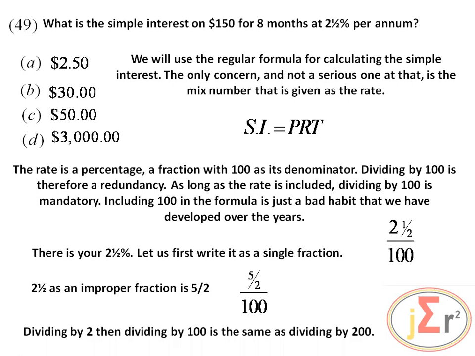Dividing by 2, then dividing by 100 is the same as dividing by 200. So we have 5 divided by 2, then divided by 100. That is the same as dividing by 200. So we will have 5 over 200 as our rate that we will use in our calculation in a minute.